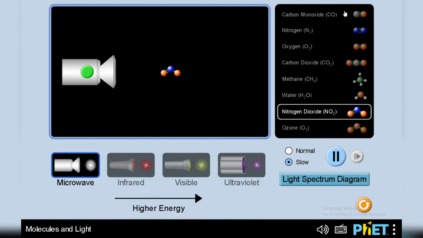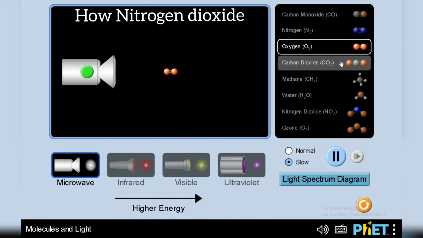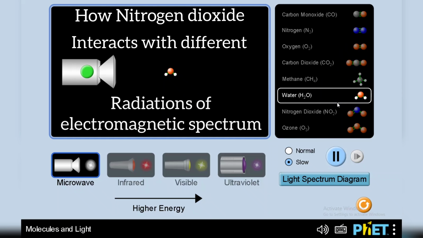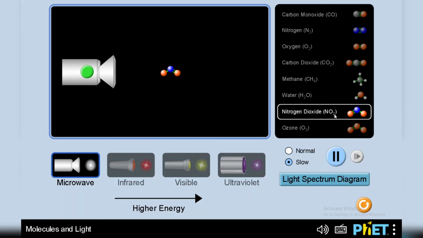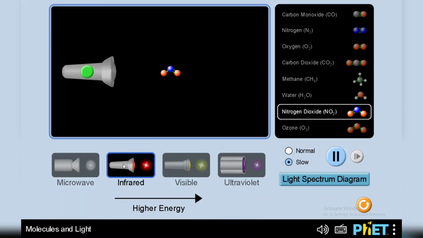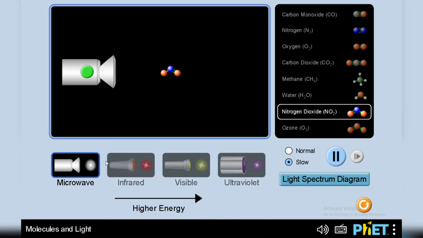In this video, we are going to see how nitrogen dioxide molecule interacts with different radiations of electromagnetic spectrum, such as microwaves, infrared rays, visible light, and ultraviolet radiation. These radiations are arranged in an increased order of energy. First, let us see how a nitrogen dioxide molecule reacts with microwaves.